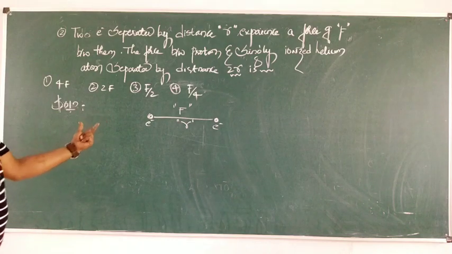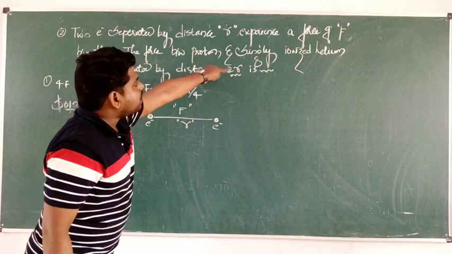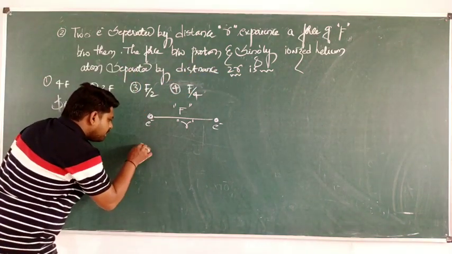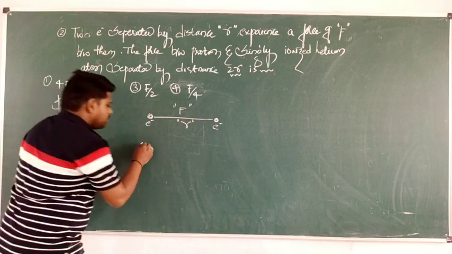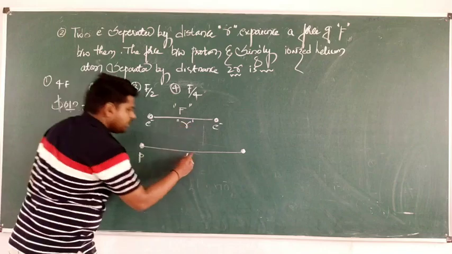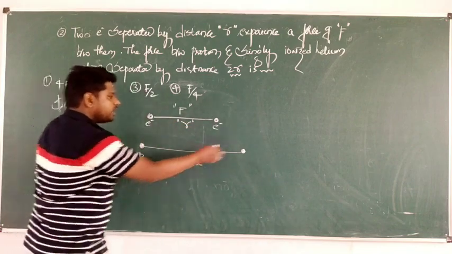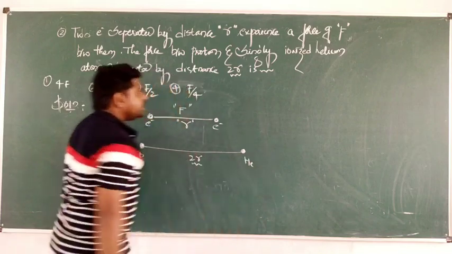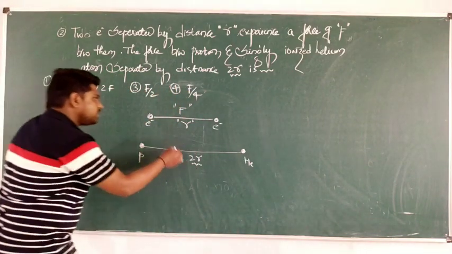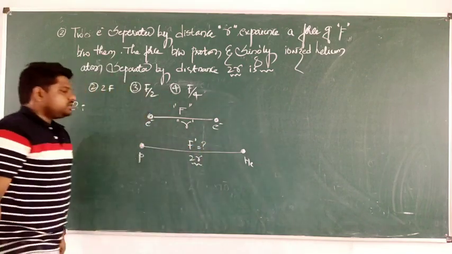Now what they are doing is, the force between a proton and singly ionized helium. Say for example, there is a proton here, and at some distance, if this is r, of course doubling the distance, it comes out to be 2r. Here there is a singly ionized helium atom, separated by the distance 2r. Now they are asking you to calculate what will be this force.